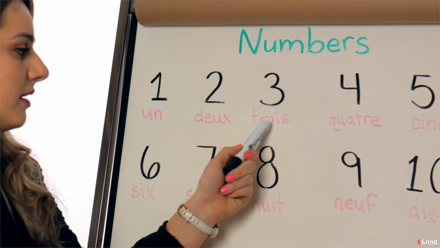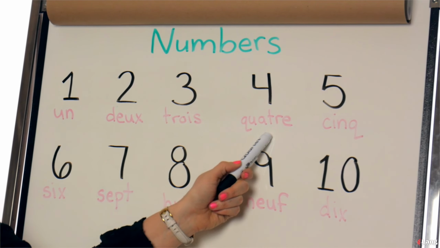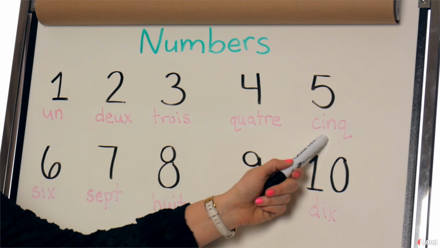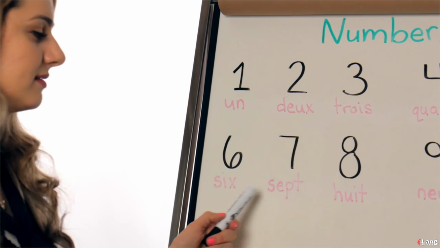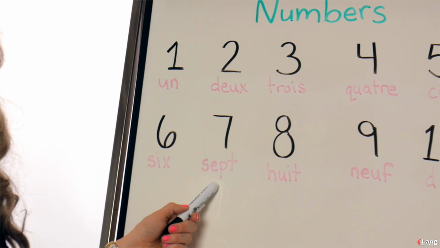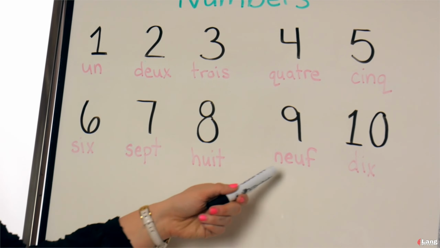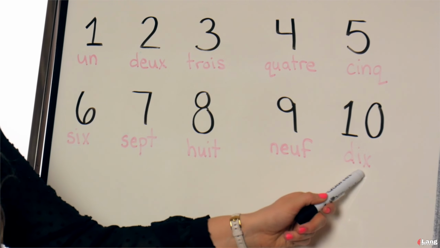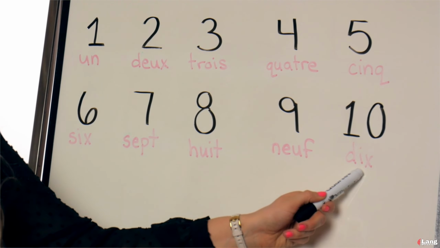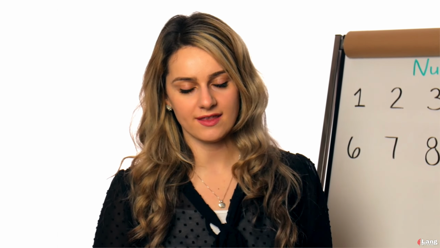1, 2, 3, 4, 5, 6, 7, 8, 9, 10. Bravo. So now what I did was I erased the spelling of the numbers underneath the numbers.